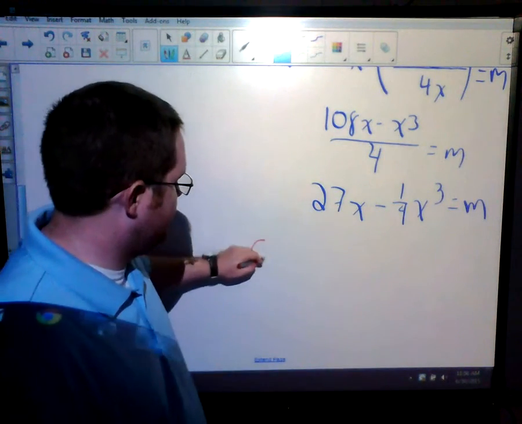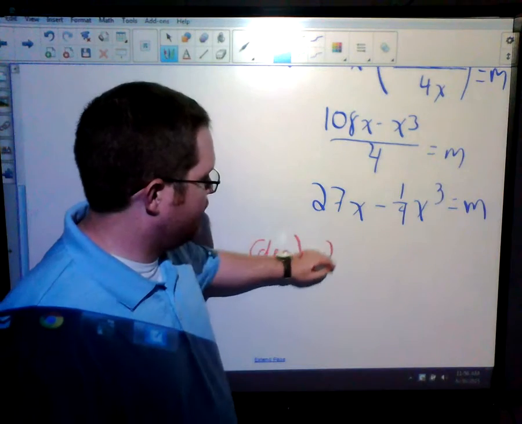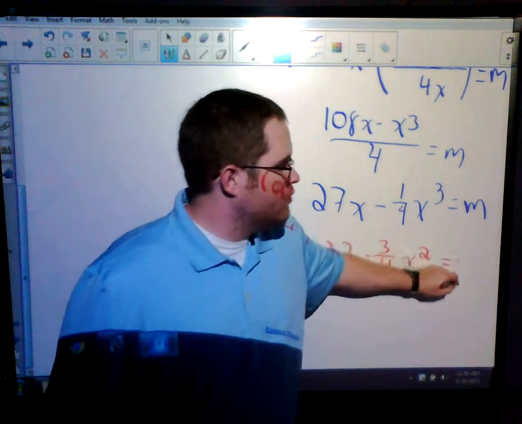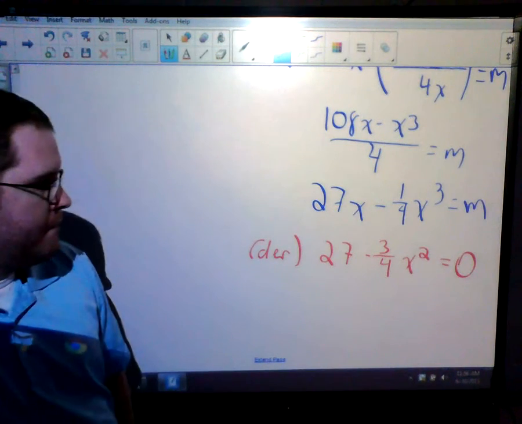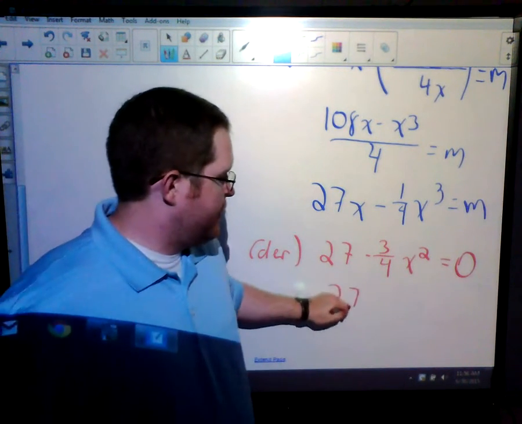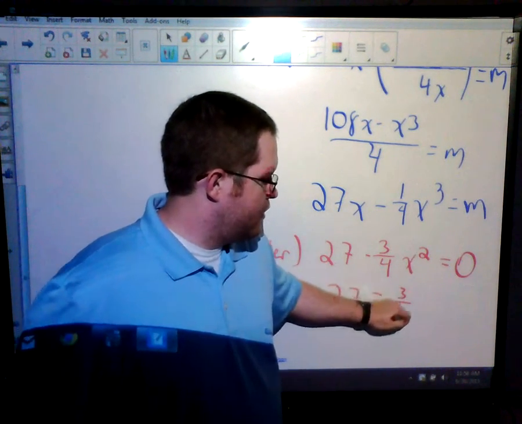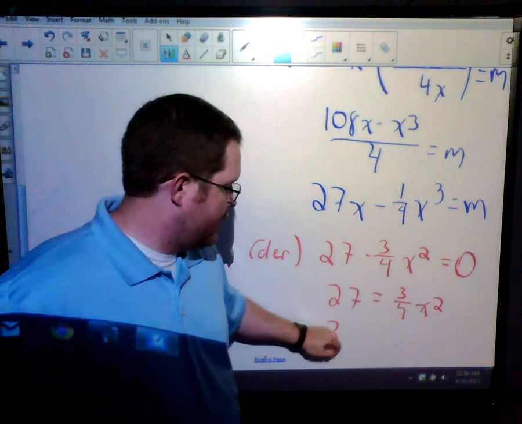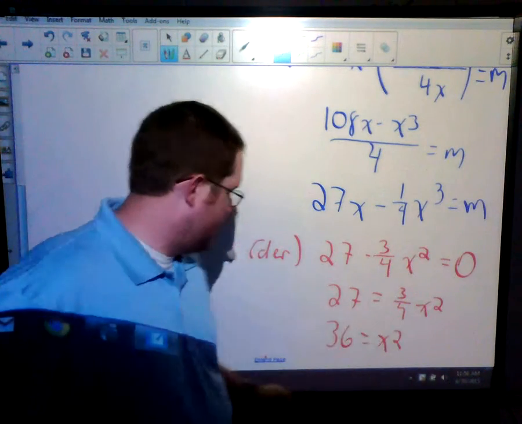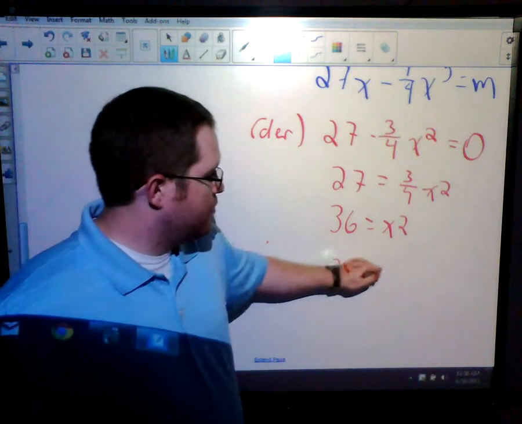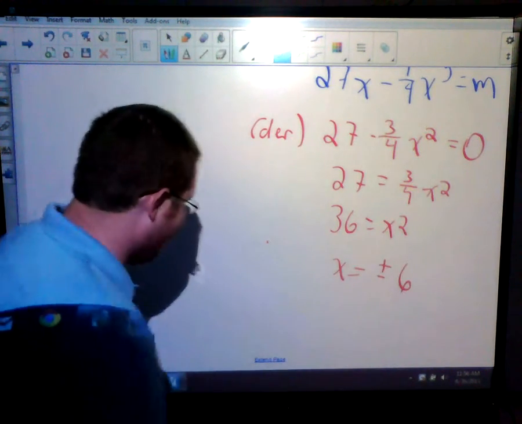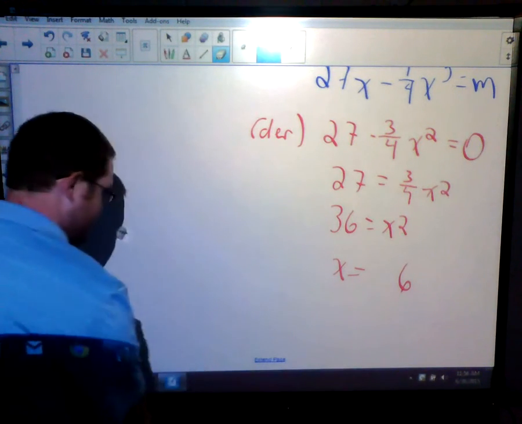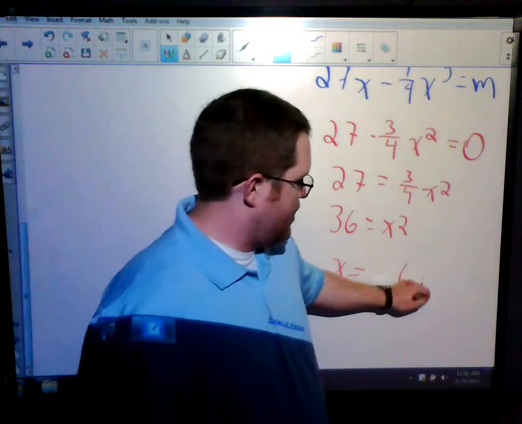Time to take the derivative. That's 27 minus 3/4 x squared equals 0. That's 27 equals 3/4 x squared. That's 36 equals x squared. That's x equals plus or minus 6, but it's not really plus or minus 6 because I can't build a box that's negative 6. So it's x equals 6 inches.